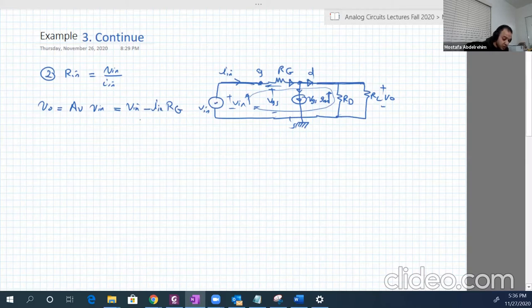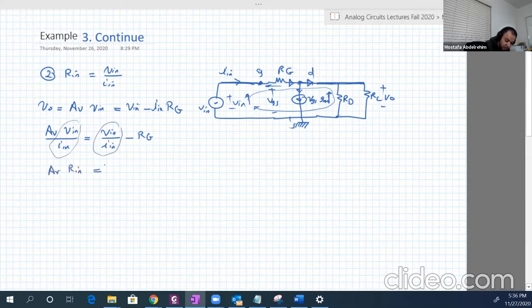So let's divide both by I input. So AV times V input over I input equal to V input over I input minus RG. What is V input over I input? It is R input. So AV R input. Remember, we know AV is minus GM R, RD parallel RL, equal to R input minus RG.